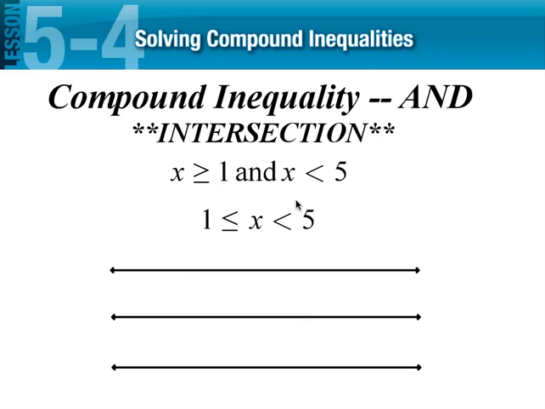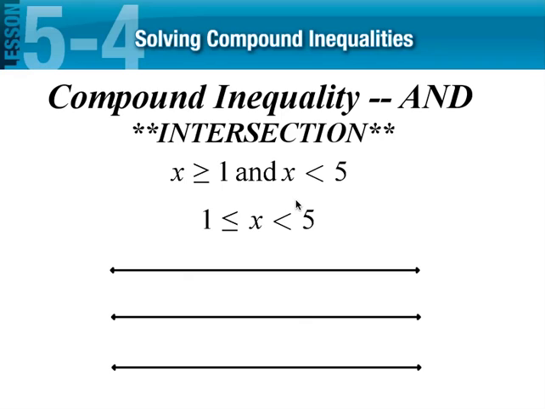Words I want you to remember today. The first word is and. The second word is or. Now we will get to or in a little bit, but we're going to focus on and right now. And in mathematics means intersection, means where two things intersect, what's in common.